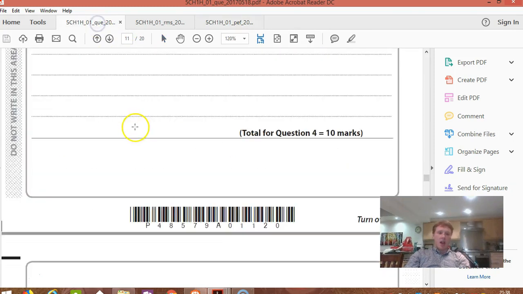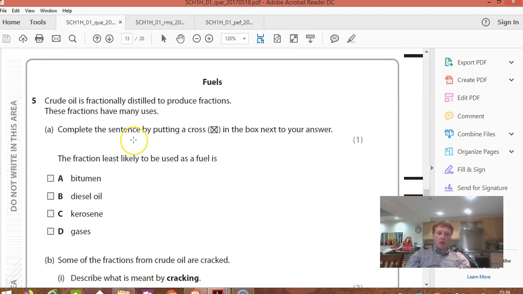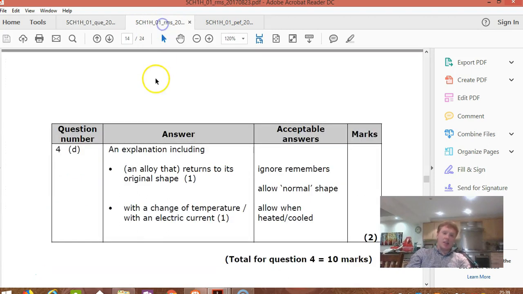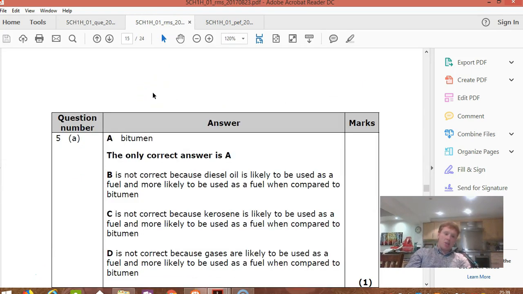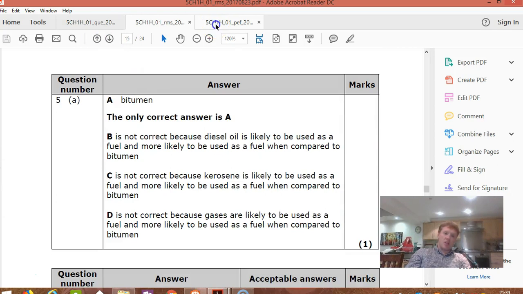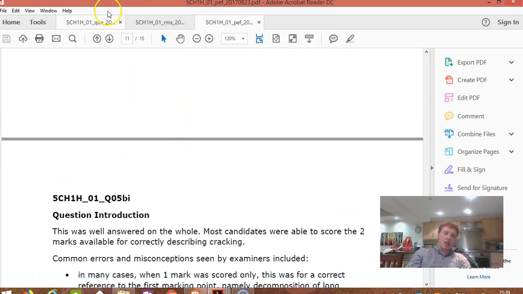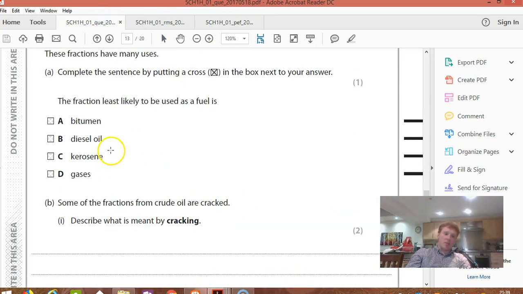There we go. Right, on to question 5, which is about fuels. Crude oil is fractionally distilled to produce fractions. These fractions have many uses. Complete the sentence by putting a cross in the next answer. The fraction least likely to be used as a fuel is A, bitumen, B, diesel oil, C, kerosene, D, gases. The answer is bitumen, because it's the one with the largest number of carbons, least likely to burn. Right, there's no exam mistake there.